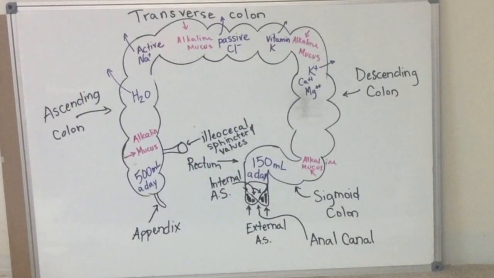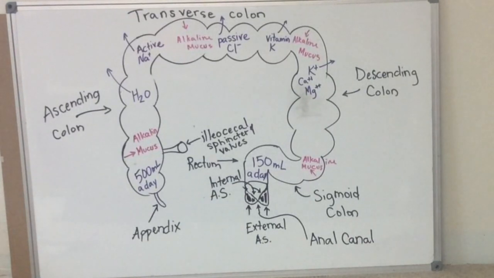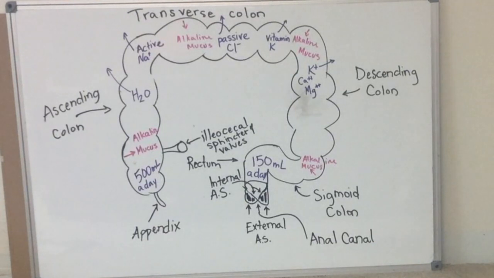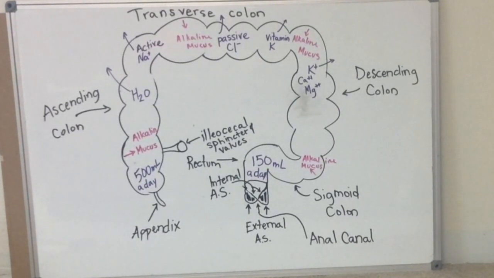Each day, approximately 500 milliliters enters into the large intestine. However, only 150 milliliters per day are excreted in fecal matter. In the large intestine, water is reabsorbed, sodium is actively transported out of the large intestine, and chloride ions passively follow down its electrochemical gradient. A small amount of vitamin K, potassium, calcium, and magnesium are also absorbed from the large intestine.